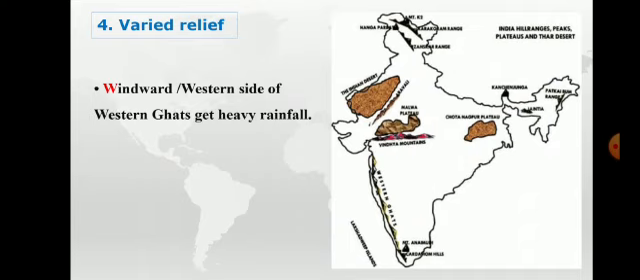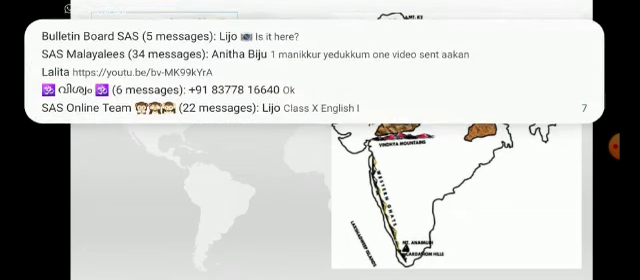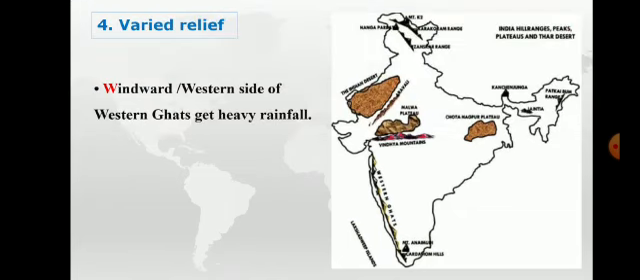Whereas the Deccan Plateau will get very less rainfall as it lies in the rain shadow area of the Western Ghats. So when you go to Rajasthan, you can see the Aravalis standing there, isn't it? The Aravali is standing parallel to the direction of the southwest monsoon winds. So as a result, what happens? Rajasthan becomes a dry area.